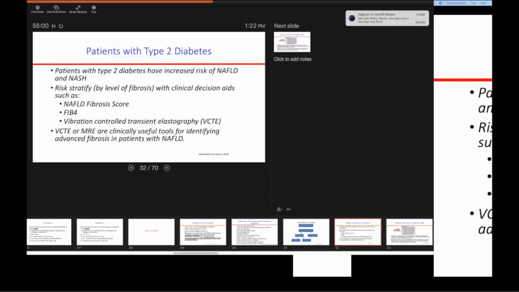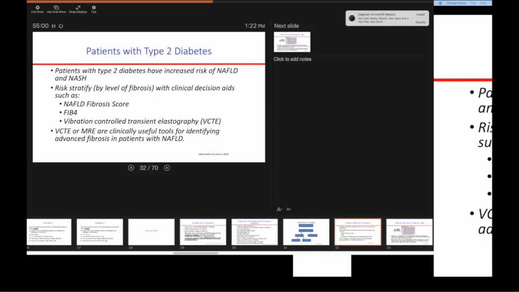So patients with type 2 diabetes, we talked about elevated LFTs, we talked about steatosis on imaging. In particular, patients with type 2 diabetes, we have to be very careful. They're at high risk for NASH, okay? And the AASLD guidelines say they need to be risk stratified to understand how much scarring is in their liver, so to understand the degree of fibrosis. And they endorse using NAFLD fibrosis score, FIB-4 score, or the VCTE, vibration controlled transient elastography. That's our FibroScan. Okay, and we're going to go into all of those in detail.